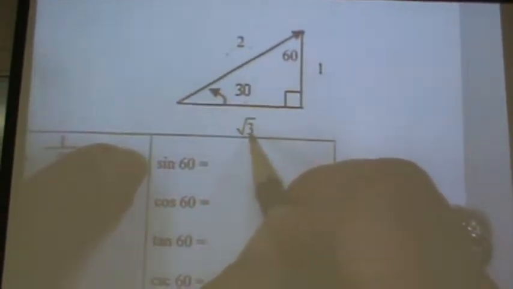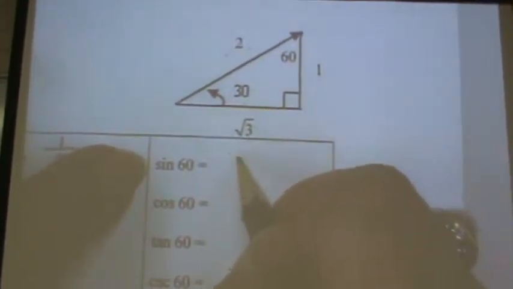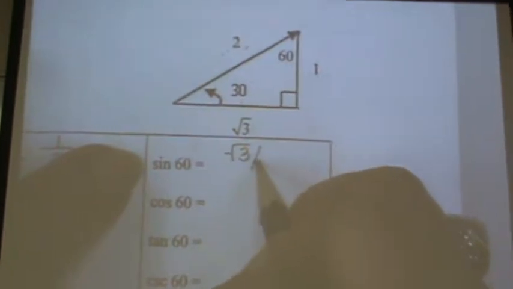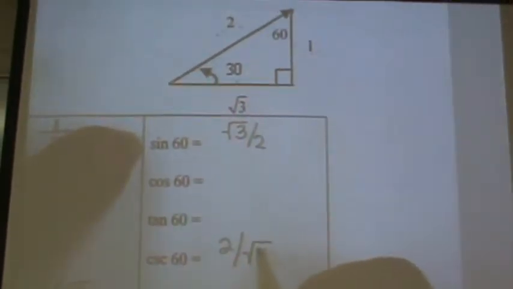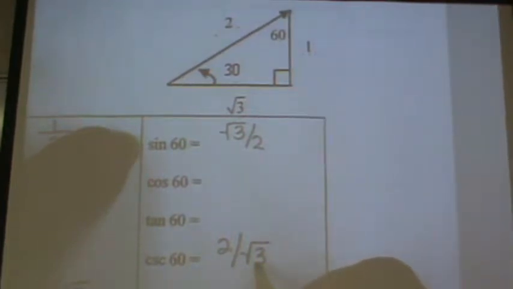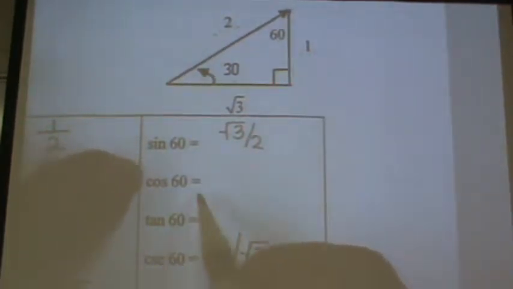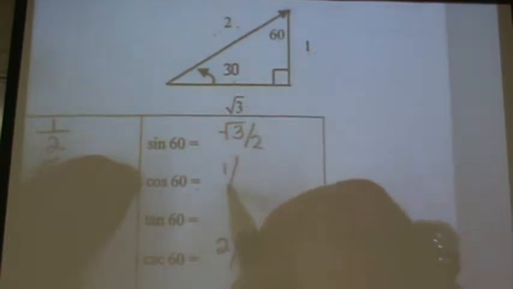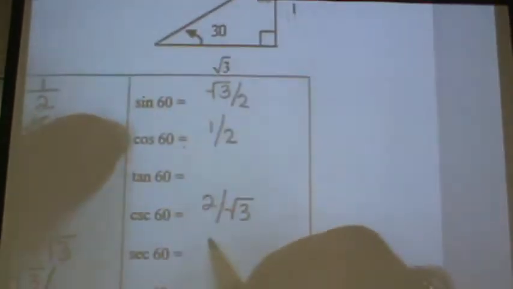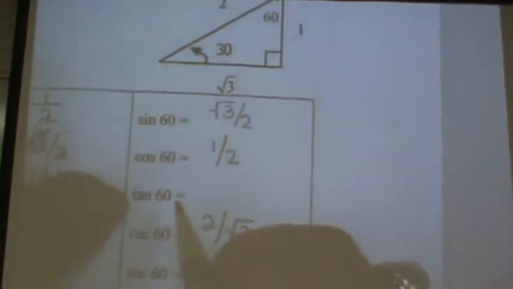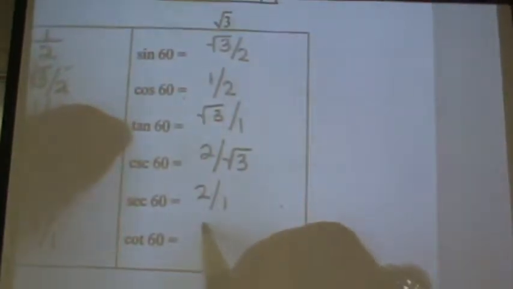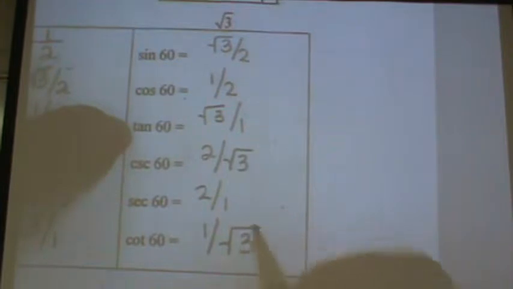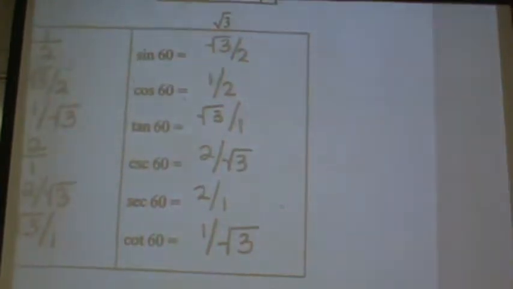Root 3 over 2. 2 over root 3. How about cosine? 1/2, and the reciprocal is 2 over 1. And what's tangent? Root 3 over 1. You guys got this? Okay, now.